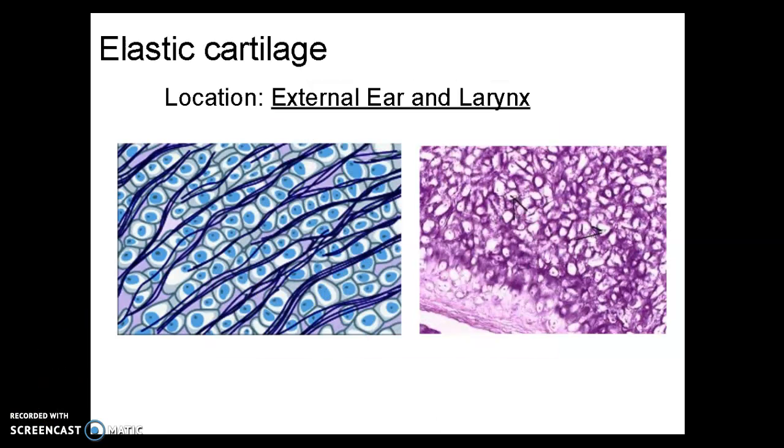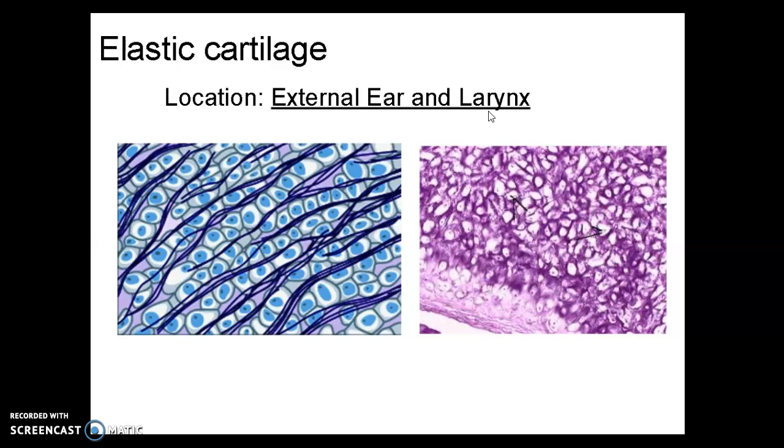Next, we have elastic cartilage. It looks very similar to hyaline cartilage. The only difference is it has way more of these elastin fibers that make the cartilage much more stretchy. So your voice box, your larynx, is made of elastic cartilage. And that stretchiness is what allows your voice to give different pitches. So you can speak really low or speak really high. That's your larynx that does that. The stretching of your vocal cords made of elastic cartilage allows you to do that.